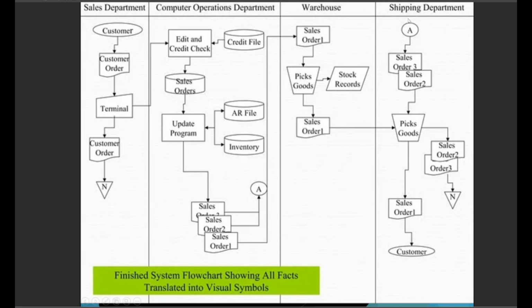Just like the earlier discussion, it is more on manual processing here, okay. So the warehouse will pick the goods, update the stock records, and so on, okay. It is another illustration of the document flowchart, but this is more on what happens on the computer itself, okay. So almost the same, okay.